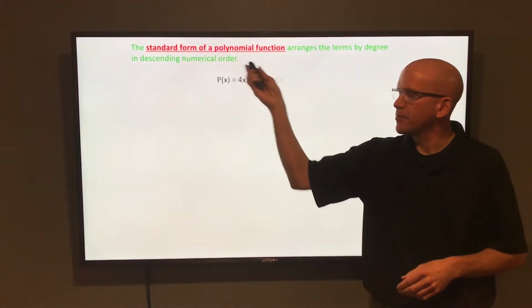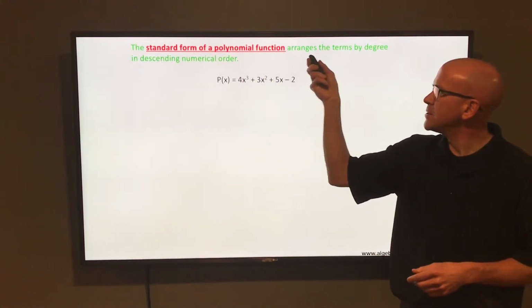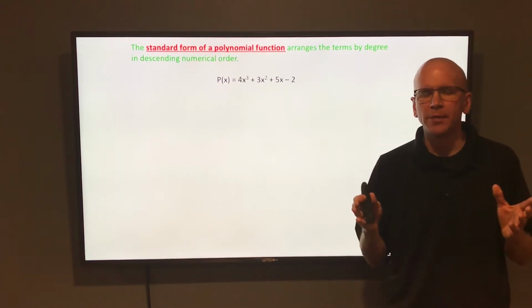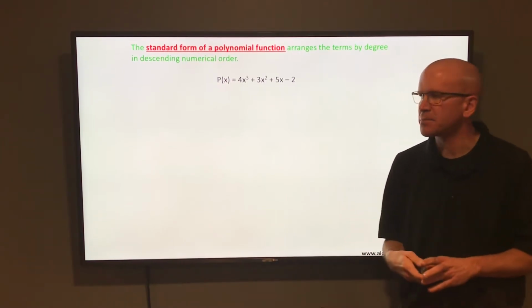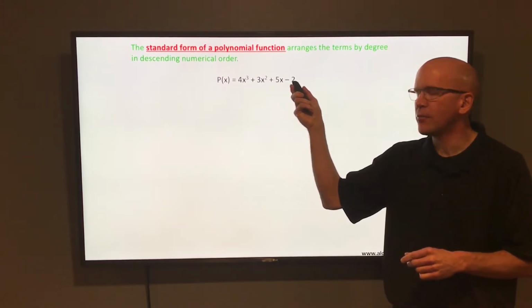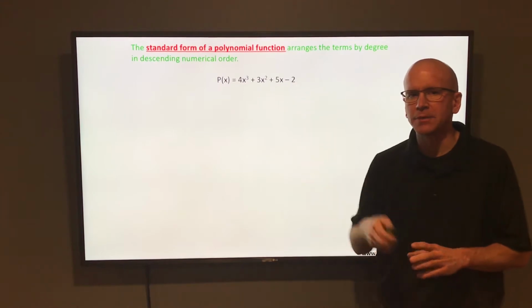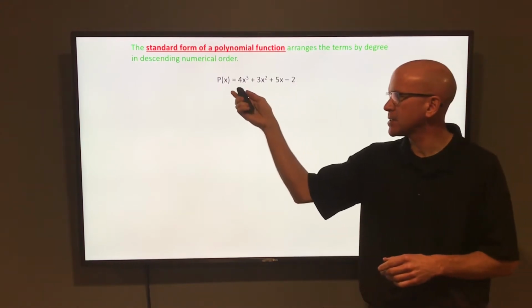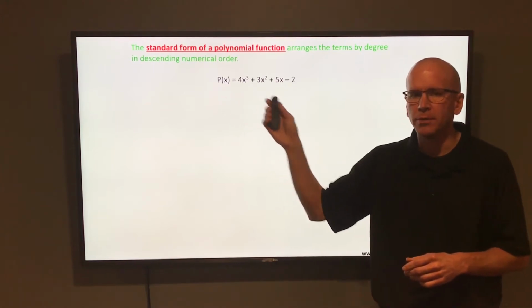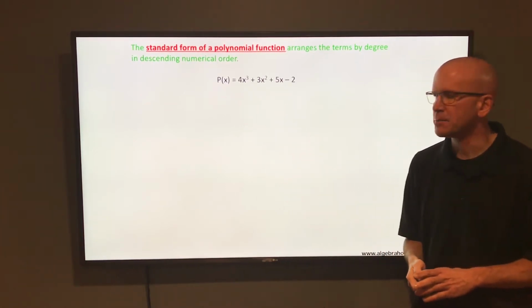The standard form of a polynomial function arranges the terms by degree in descending numerical order. So simply put, what that means is decreasing order of the exponents. You start with the highest exponent and work your way down to no variable, no exponent, in other words, the constant term. That p of x equals 4x to the third plus 3x squared plus 5x minus 2, that is in standard form, decreasing order of the exponents.